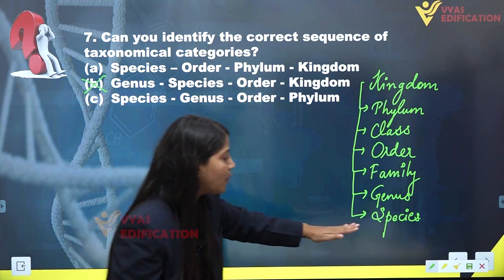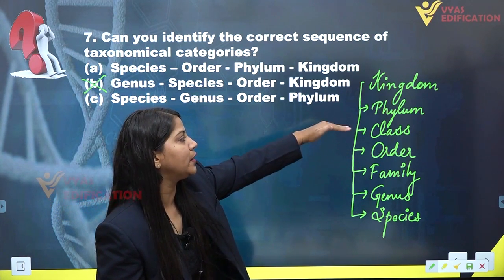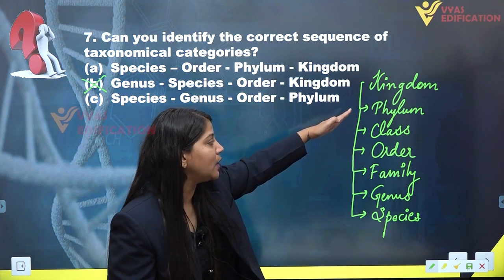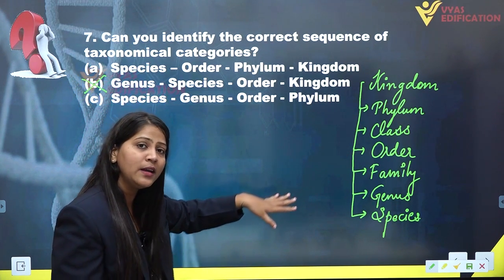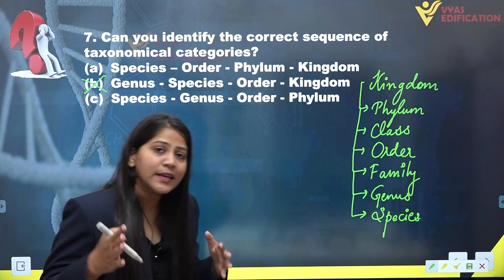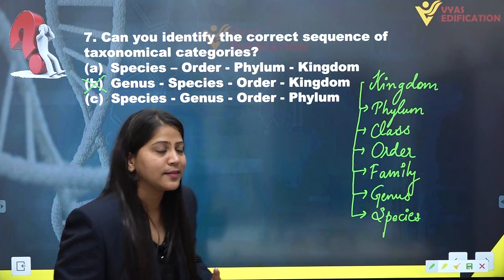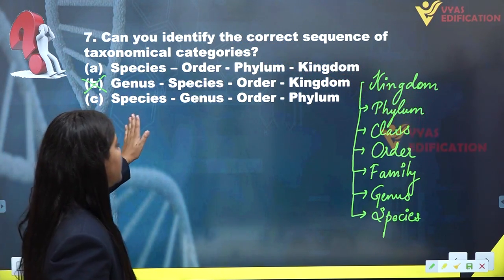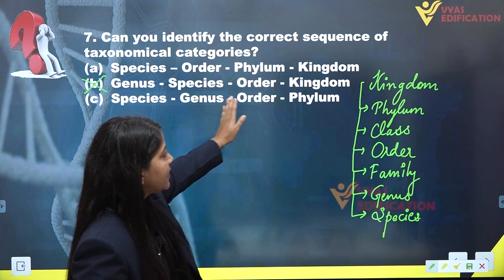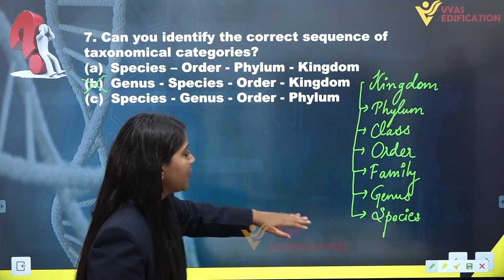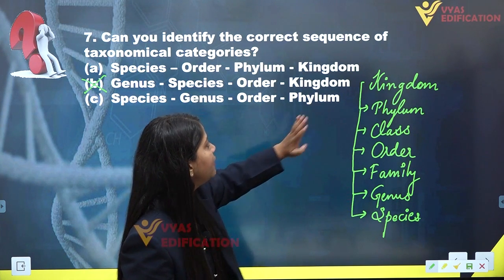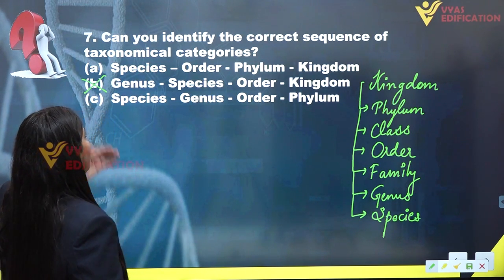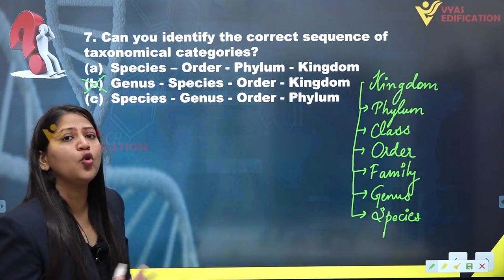Either we will move from species to genus to family, order, class, phylum and then kingdom, or we will move from kingdom to phylum, class, order, family, genus and species. We'll move always either in the ascending order or in descending order, but not randomly. Alright, now let's check the third option, species, genus, then we have order and phylum. Species, genus, order and then phylum. Alright, third option can also be correct. So among all these three options, we have two options as correct.